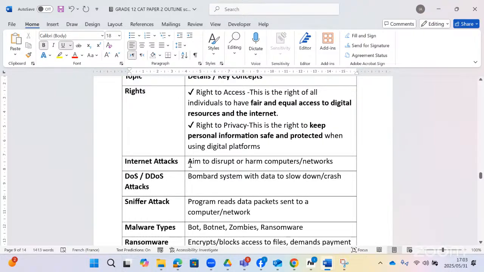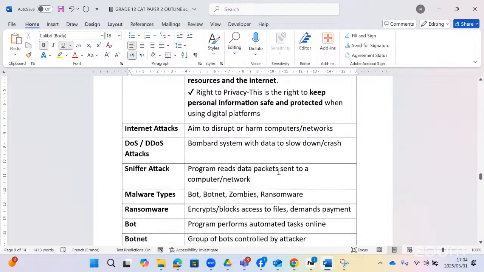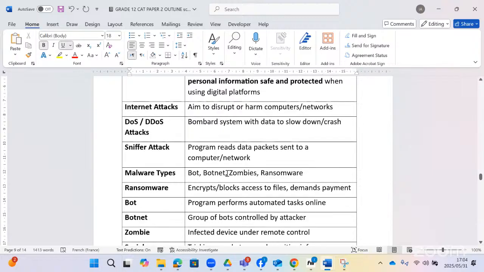Then the internet attacks, their aim is to disrupt or harm computers or networks. An example is DoS, which is denial of service, or distributed denial of service attack. They bombard your system or your network with data to slow down or crash your computer. Then we have the sniffer attack. They read data packets that are being sent to the computer or internet. That's what the sniffer attack does. Whatever information that you send through the internet, they read it, and then they'll be able to attack your system. Then the malware, which is malicious software.